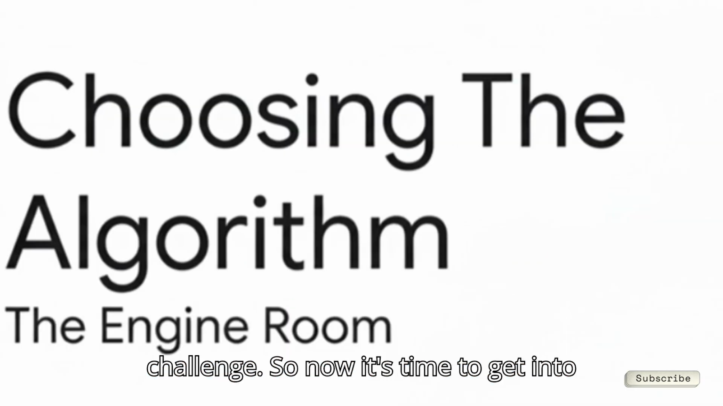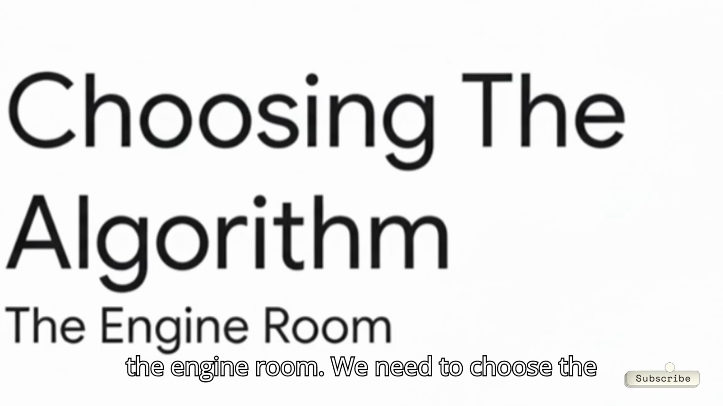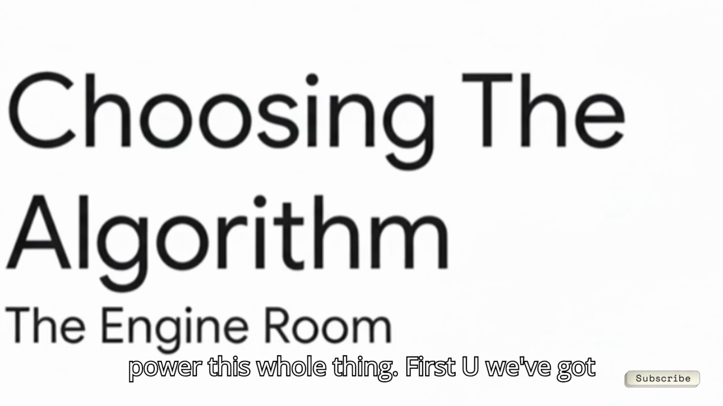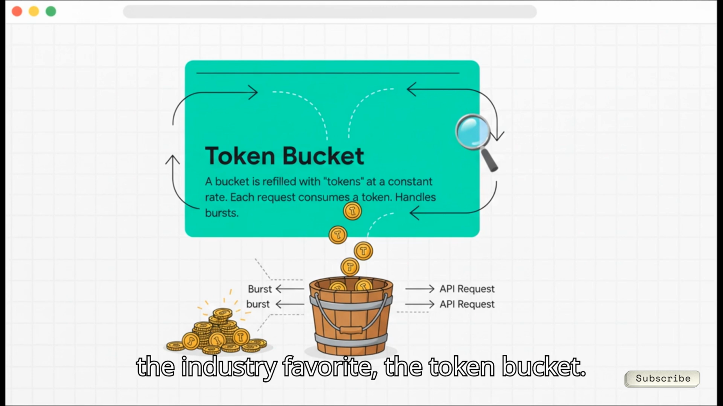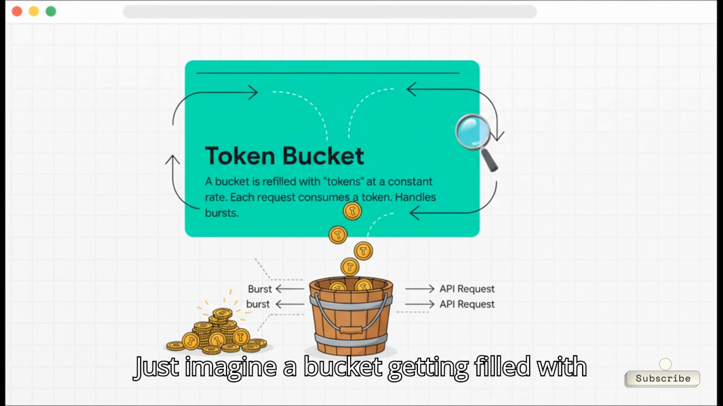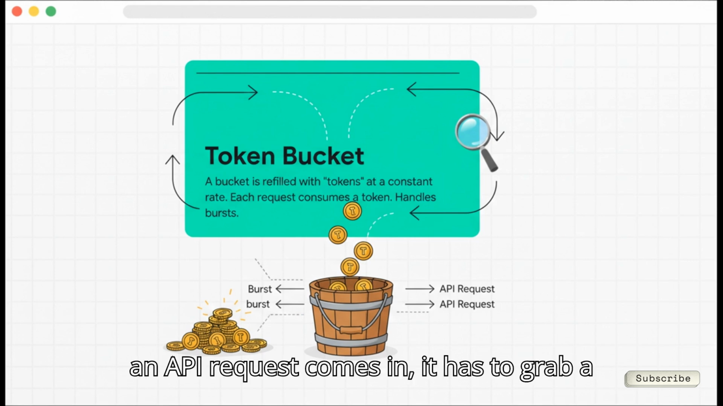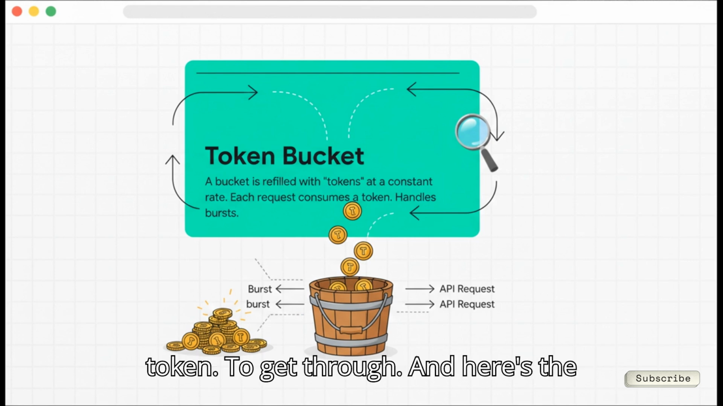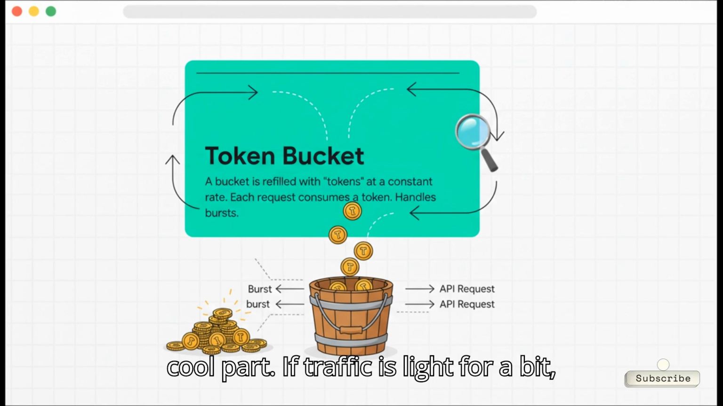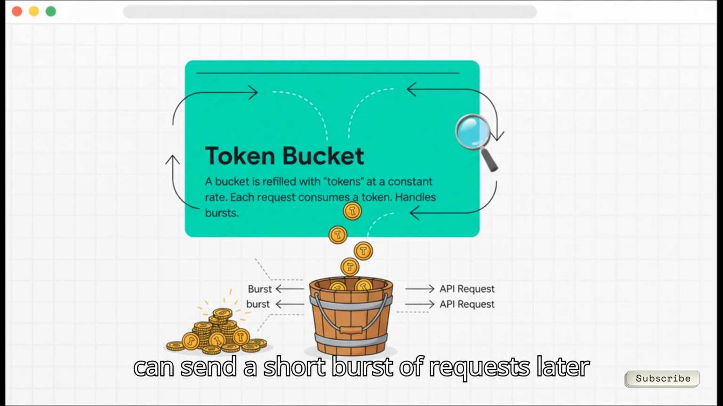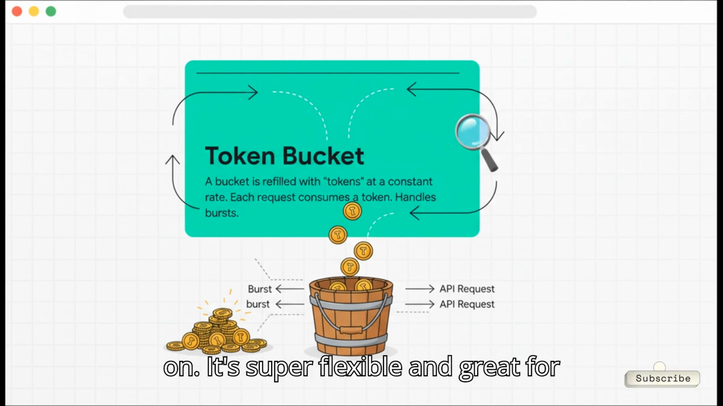So now it's time to get into the engine room. We need to choose the core logic, the algorithm that's going to power this whole thing. First up, we've got the industry favorite, the token bucket. Just imagine a bucket getting filled with tokens at a nice, steady pace. Every time an API request comes in, it has to grab a token to get through. And here's the cool part. If traffic is light for a bit, the tokens pile up. That means a user can send a short burst of requests later on. It's super flexible and great for user experience.